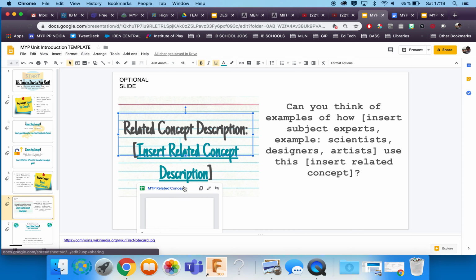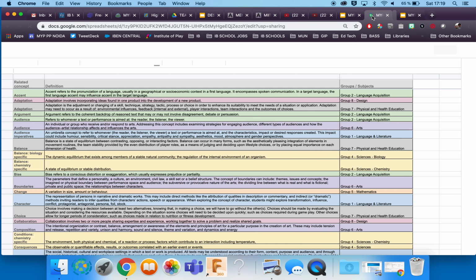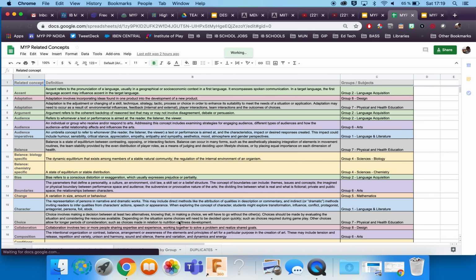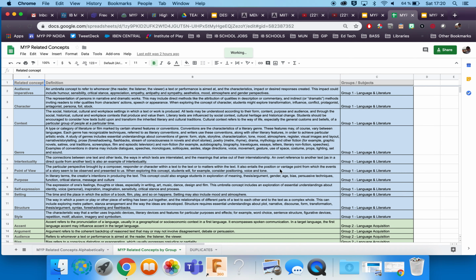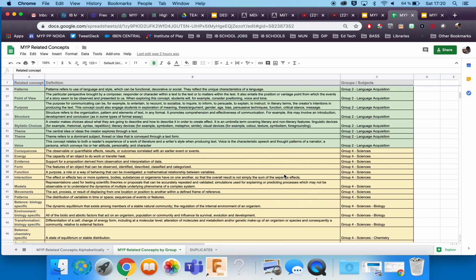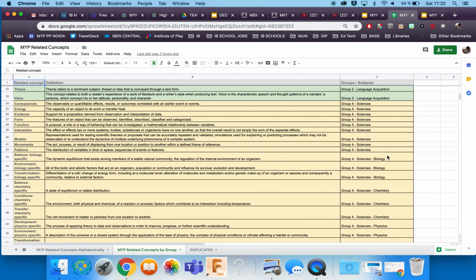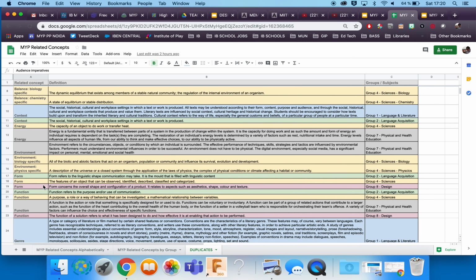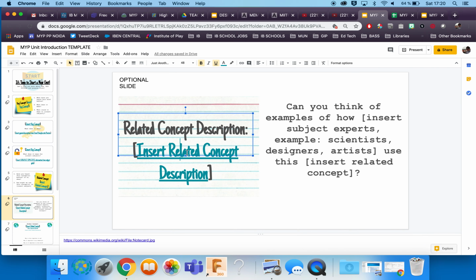So this is another document I've made. This one, I have all of the related concepts for all of the subjects. They've come straight out of the subject guides. And then just because I think you have view only, so I don't know if you can sort the data, this one's alphabetically. This one is by group. And then if you are in sciences, you can see the biology, chemistry, and physics. And I also just added in duplicates because I think it's interesting to see which ones come up multiple times. So going back to this, I would just have the description there as well.